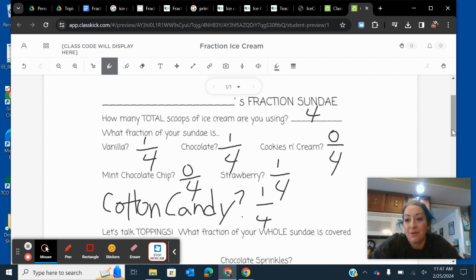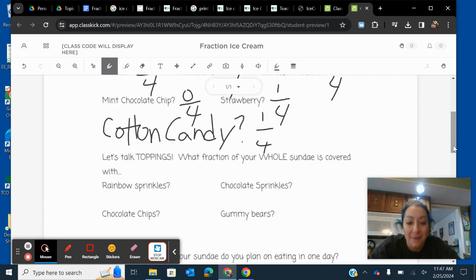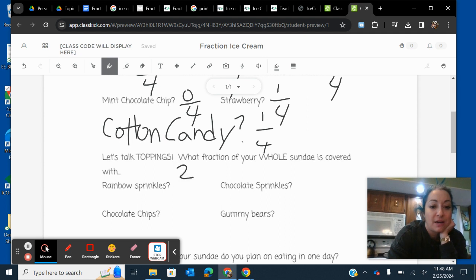Okay, so then we can talk toppings. Think about what fraction of your whole sundae is covered in toppings. If you have your whole sundae, that's going to be 4 scoops of ice cream, right? If I want to put rainbow sprinkles on only 2 of the ice cream flavors, and you can also color in or glue on your rainbow sprinkles, maybe I want to put rainbow sprinkles on vanilla and strawberry. I think that would be amazing. So that means I would have rainbow sprinkles on 2 out of 4 of my ice cream scoops.